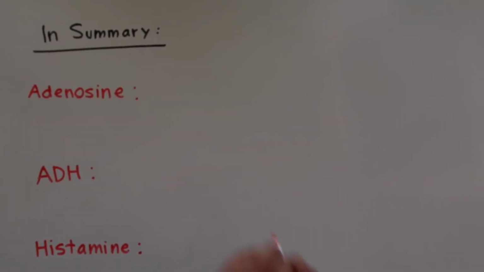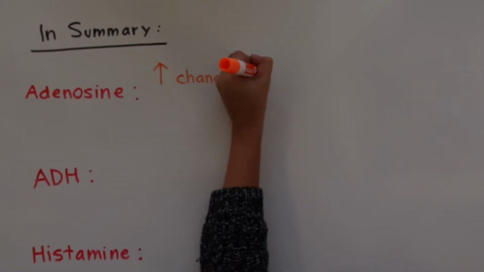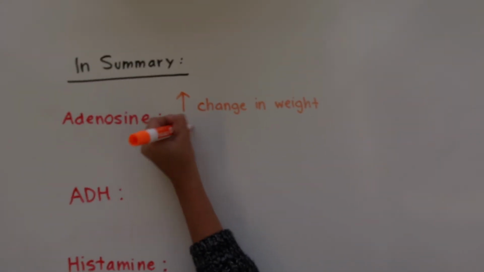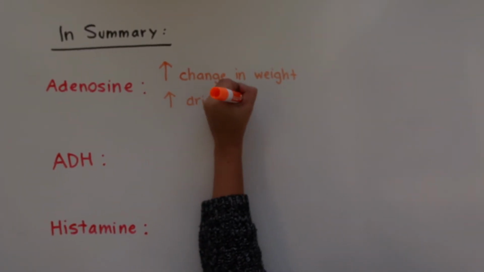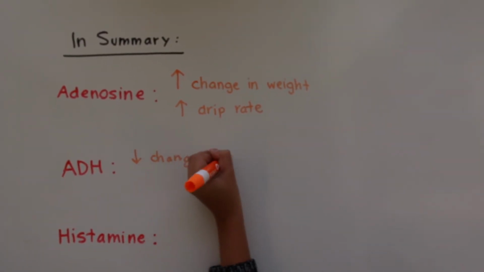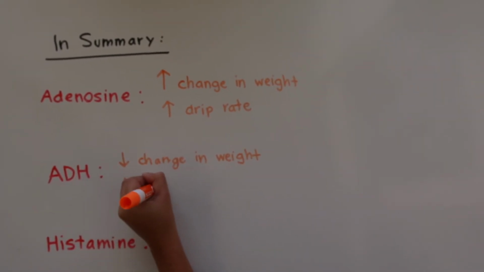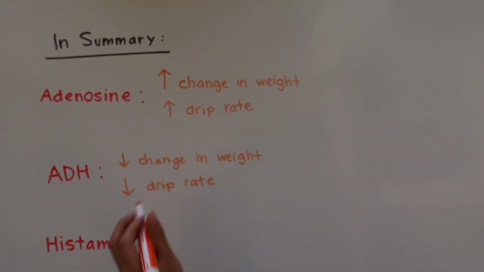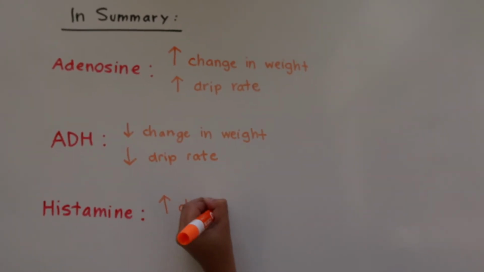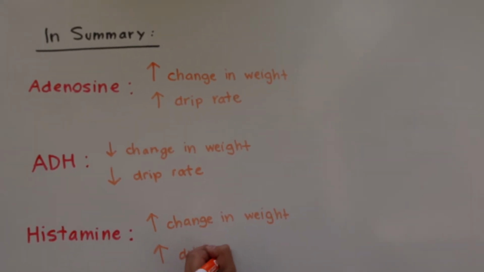From this experiment, we learned that upon the addition of adenosine, there was an increase in both the drip rate and the change in weight rate. This means that flow through the blood vessels and across the capillary wall was increased as a result of vasodilation. ADH had the opposite effect, leading to a decrease in the drip rate and a change in weight. This occurred because of ADH's ability to constrict the arterioles. Lastly, histamine caused an increase in the drip rate and the change in weight rate, reflecting histamine's ability of vasodilation.